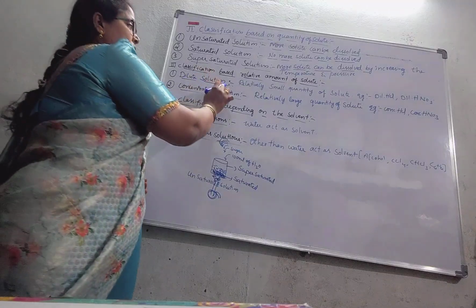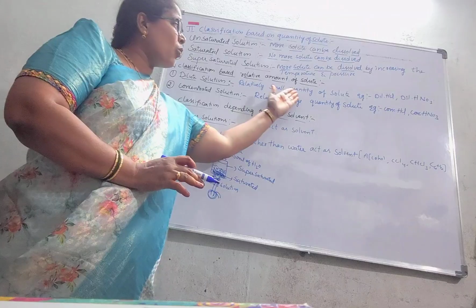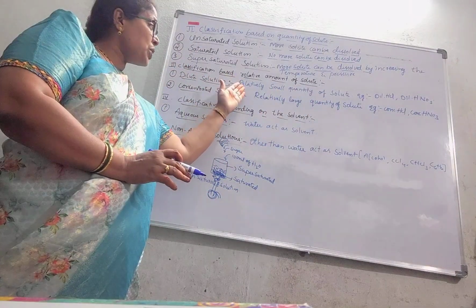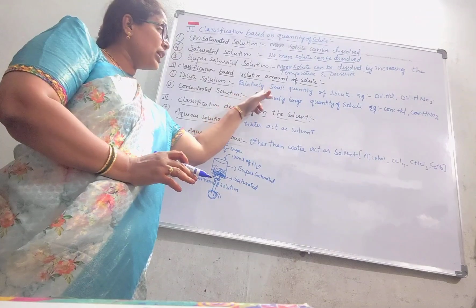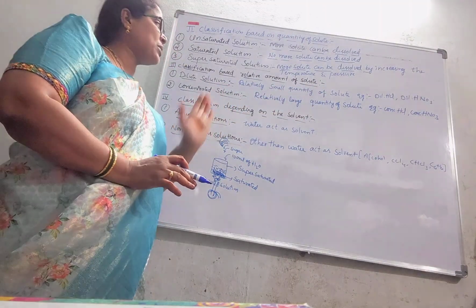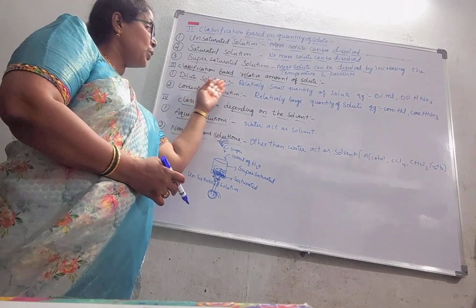Dilute solutions means solutions which contain a relatively small quantity of solute, meaning a very small quantity of solute is present in the solution. Such types of solutions are called dilute solutions.